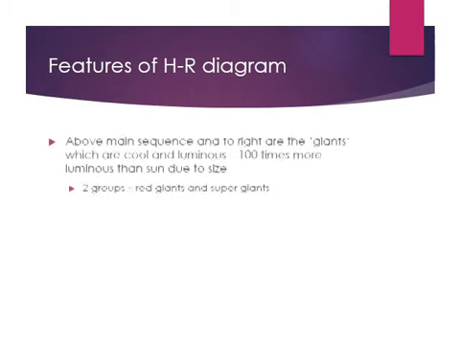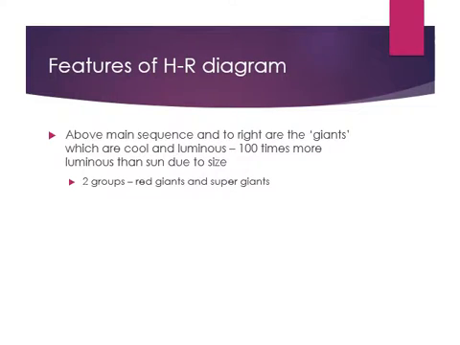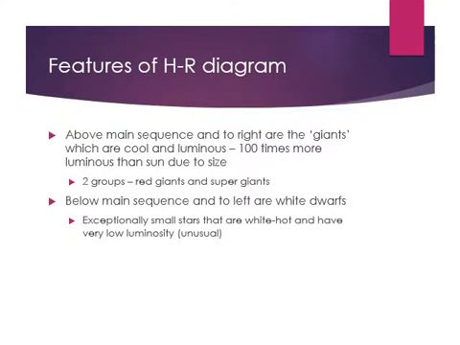Further features. Above the main sequence and to the right are the giants, which are cool and luminous. They're 100 times more luminous than the Sun due to their size. There are two groups of these, the red giants and supergiants. Below the main sequence and to the left are the white dwarfs. These are exceptionally small stars that are white hot and have very low luminosity. These types of stars are quite unusual.